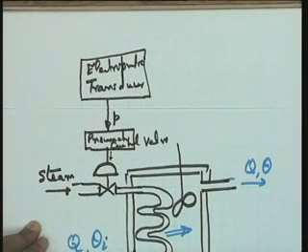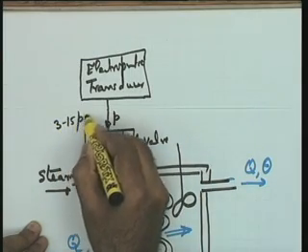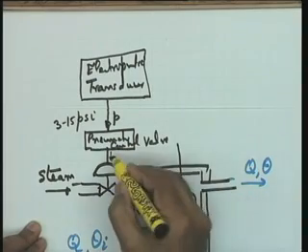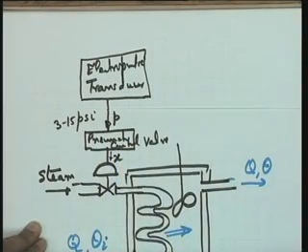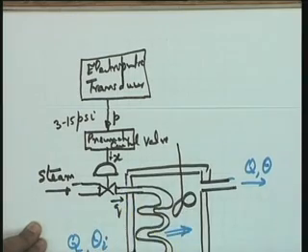Okay. This is the electro-pneumatic transducer over here. P, the range you must see is 3 to 15 psi, the industry standard. The pneumatic control valve is giving you the movement of the stem by X, and this X is controlling the flow Q.